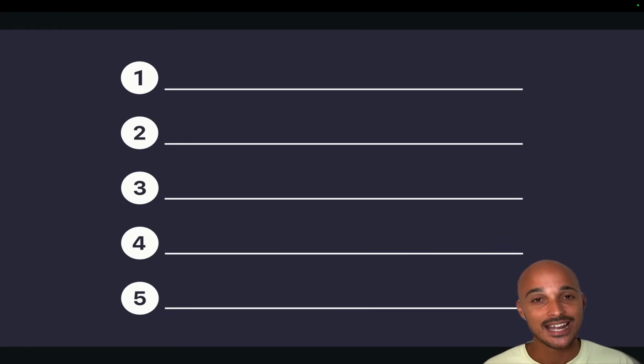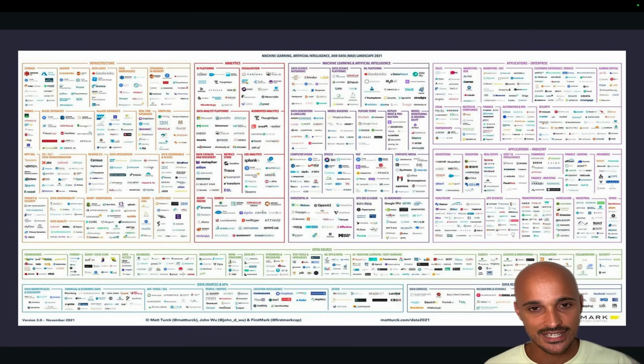And without further ado, let me show you the scariest image that you will ever see in your life. This is the data ecosystem in 2021. You can imagine how bigger it is in 2023. This is overwhelming and scary.